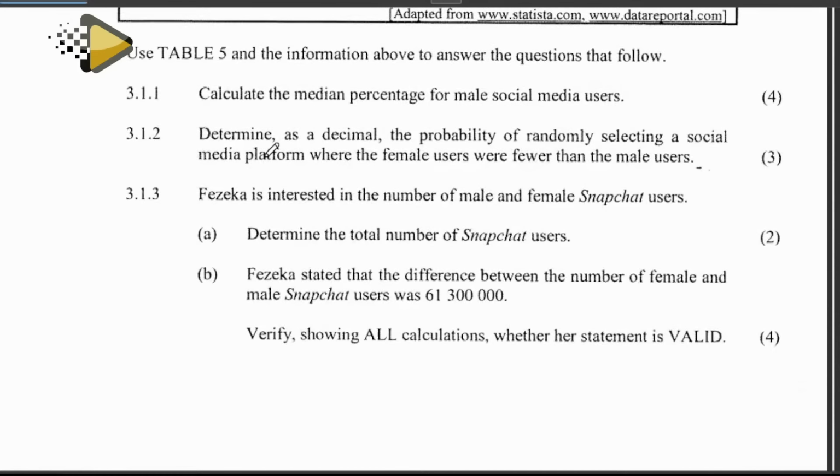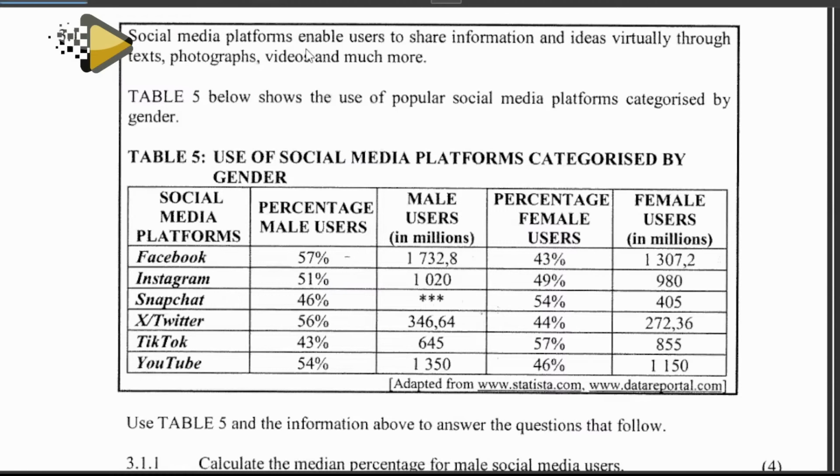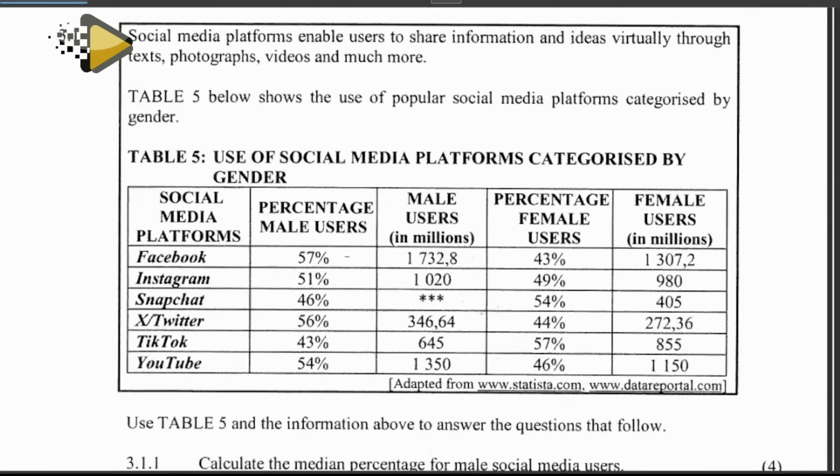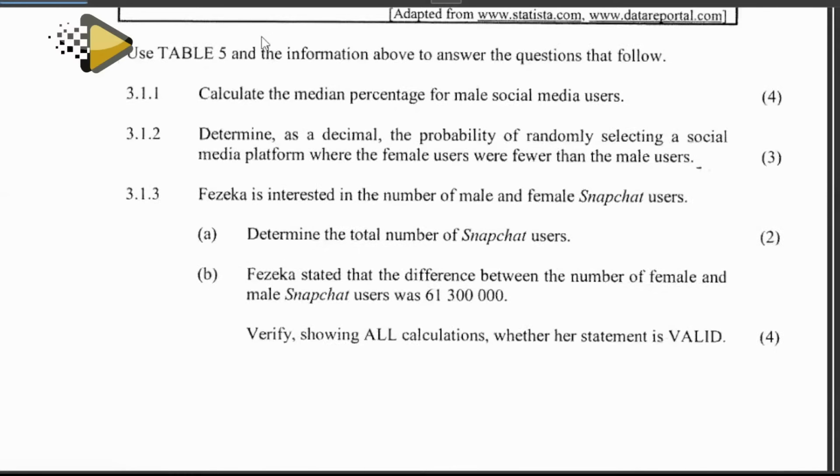Calculate the median percentage for male social media users. Median. What do we do? We arrange. Male. So we have to look at these male users here. Arrange, because we're looking for median. Arrange in ascending order. So this is number 1, 2, 3, 4, 5, and 6. See that? We've already arranged them.